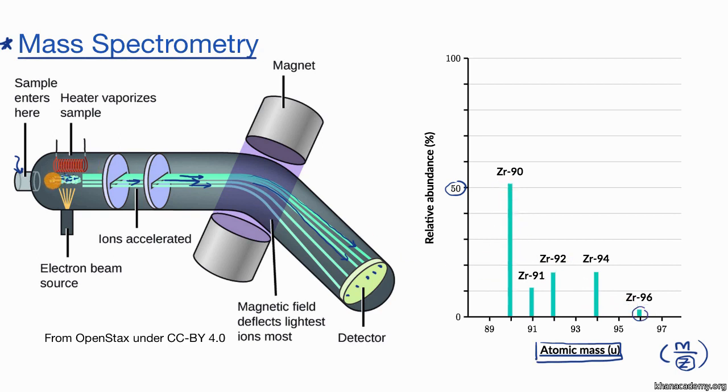And it all comes from this process of ionizing those atoms, speeding them up, deflecting them through a magnetic field, and the ions that have a higher mass to charge ratio will be deflected less, and the ions that have a lower mass to charge ratio will be deflected more, and you can use that information to make a graph like this.